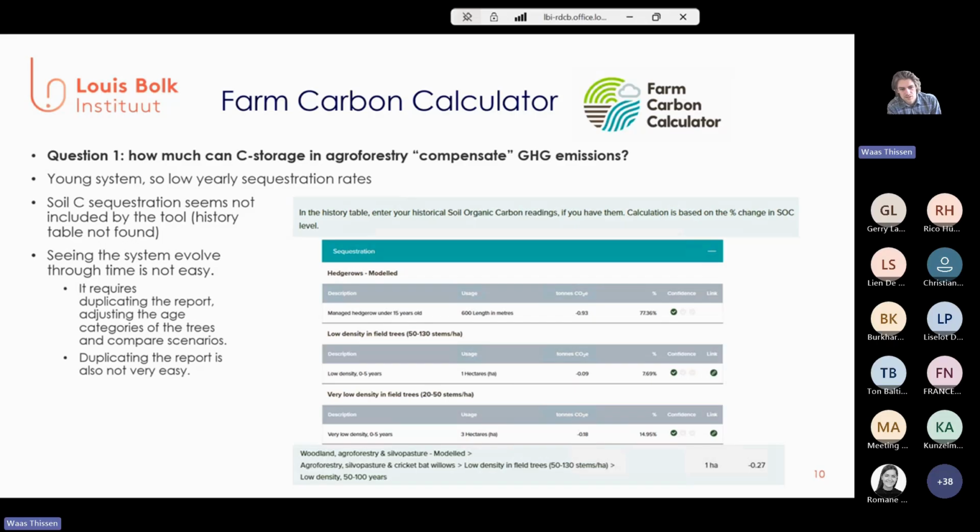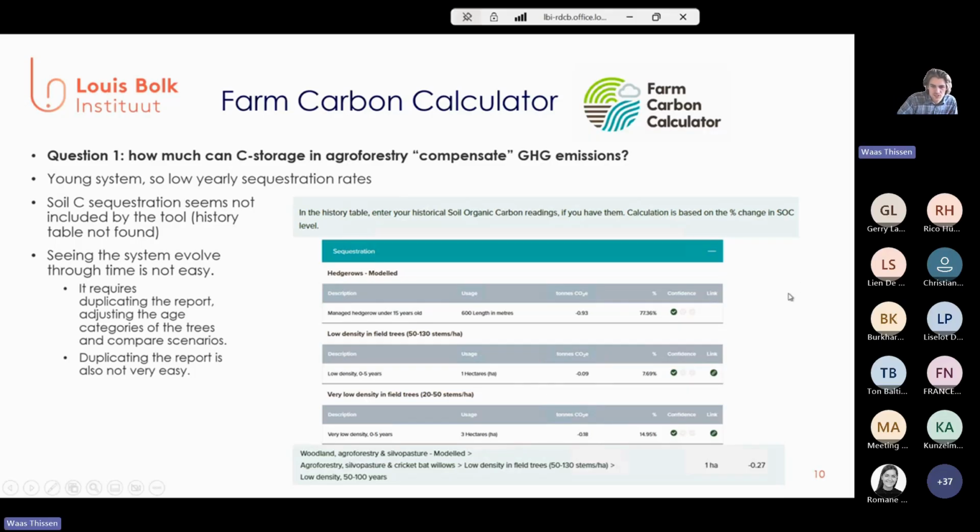One thing that I also noticed is that seeing the system evolve through time is not very easy. If you want to see what it is like in year 30, for instance, you have to duplicate the report, adjust the age categories of the trees, and compare scenarios. All of these steps inside the modeling exercise are not very intuitive, and as a user, you just want to have an option to see how the system develops over time.